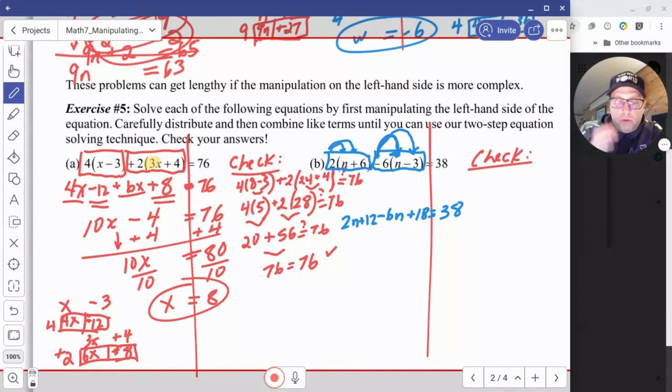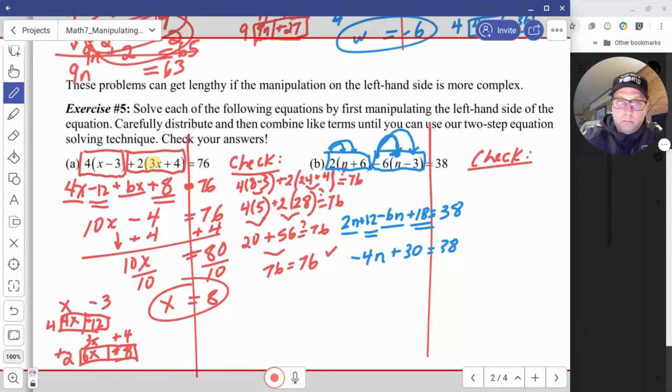Okay, so we separated, we organized. We are now still in simplify. We did the distribute part of simplify. Let's do the combine like terms part of simplify. We get that with that, then we get the plus 12 with the plus 18. So 2n minus 6n, you got to watch those signs. 2n minus 6n is negative 4n. And positive 12 plus positive 18 is positive 30. And then that whole thing equals 38.